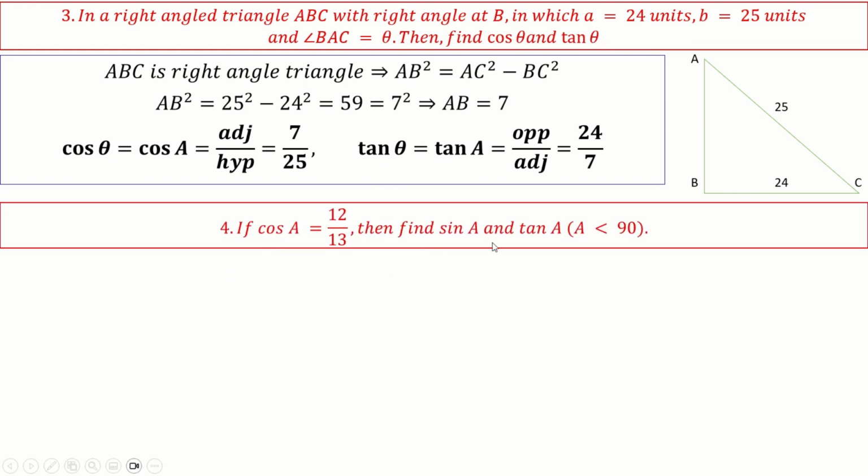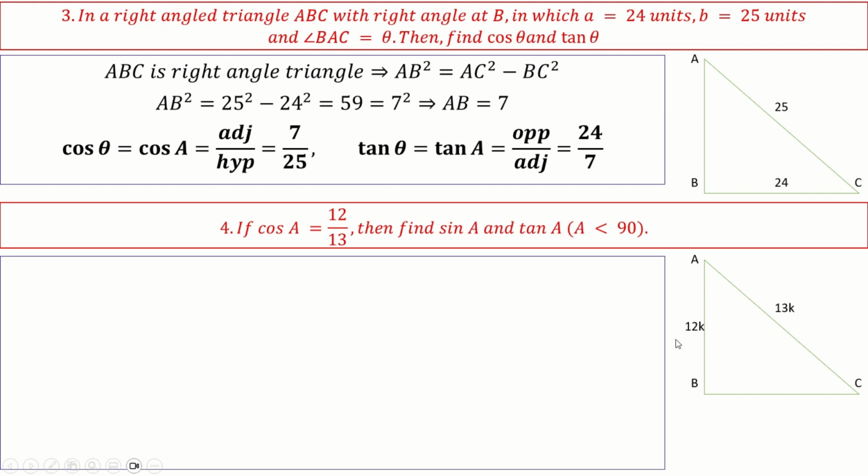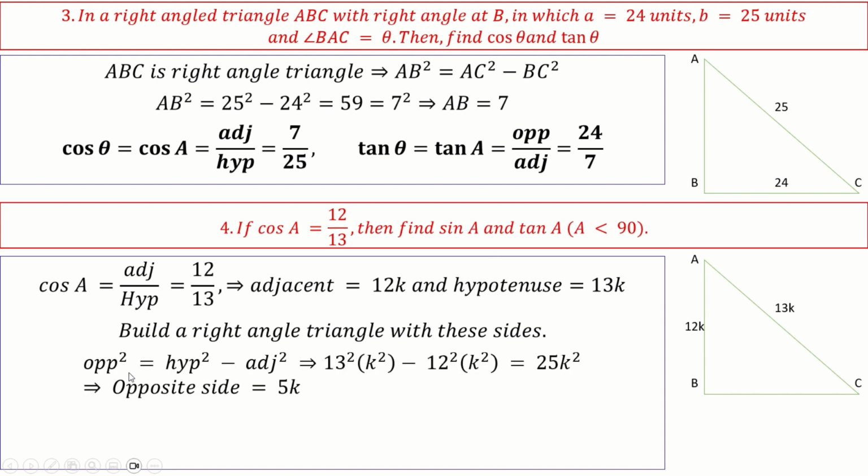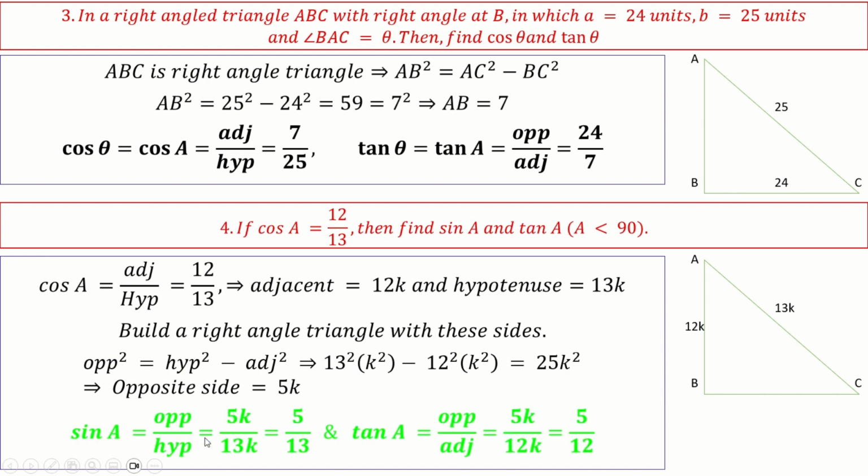If cos A is 12 by 13, find sin A and tan A, and A is less than 90 degrees. So this is construction of a right angle triangle. Cos A is 12 by 13, so that is adjacent by hypotenuse. So 12k by 13k because it's a ratio. From this we can find the opposite, applying the Pythagoras theorem. You get the opposite square as 25k square, so the opposite side is 5k. So BC is 5k. Once you know this, sin A is 5 by 13, tan A is 5 by 12. Next.